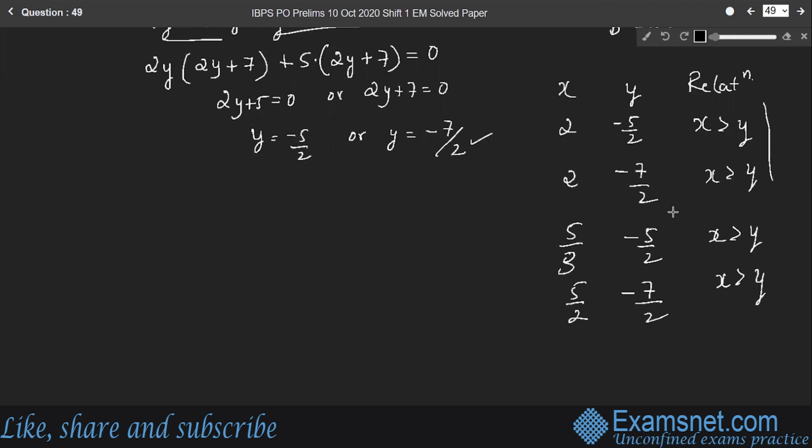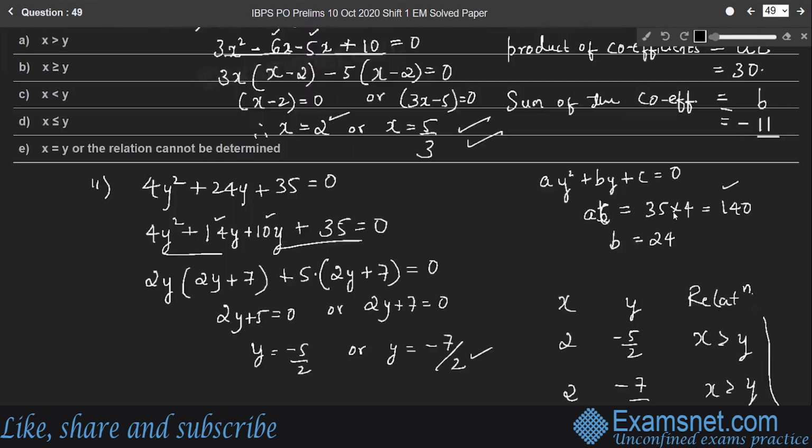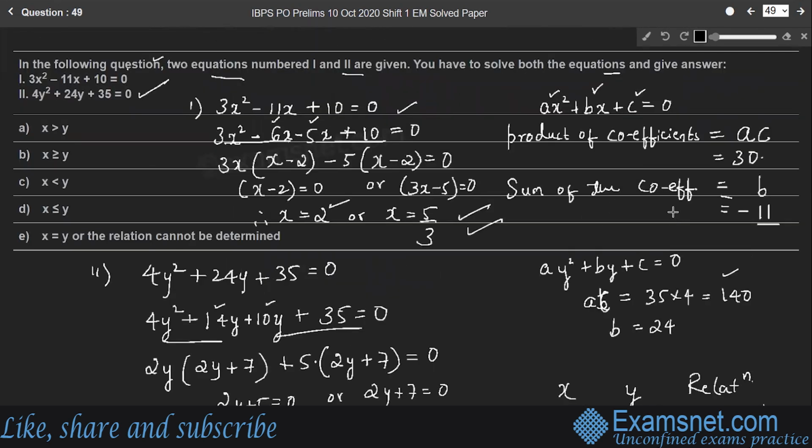In all the cases, the value of y is less than 0, that is, negative. So x is strictly greater than y. Hence, option A is the right answer.